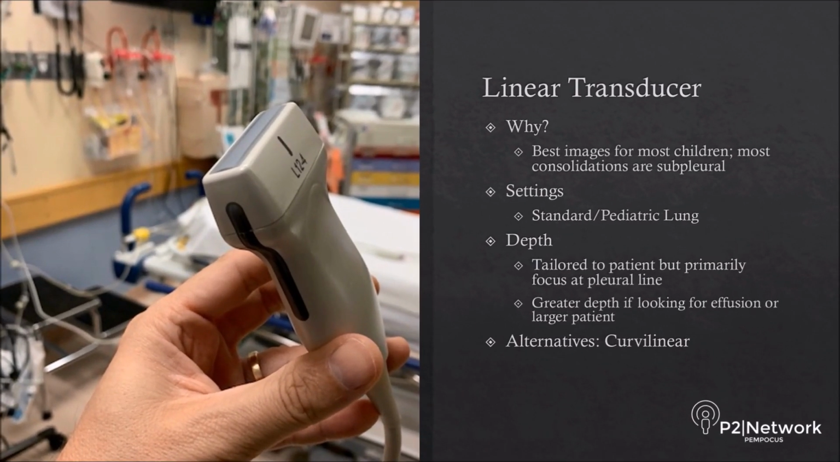Generally, the best transducer to use in pediatric lung ultrasound is the linear transducer. That's because most consolidations are subpleural, and you tend to get the best images with this transducer, since you're trying to focus right at the pleural line. Of course, if you need greater depth, like if you're looking for an effusion or a larger patient, you could try the curvilinear probe.